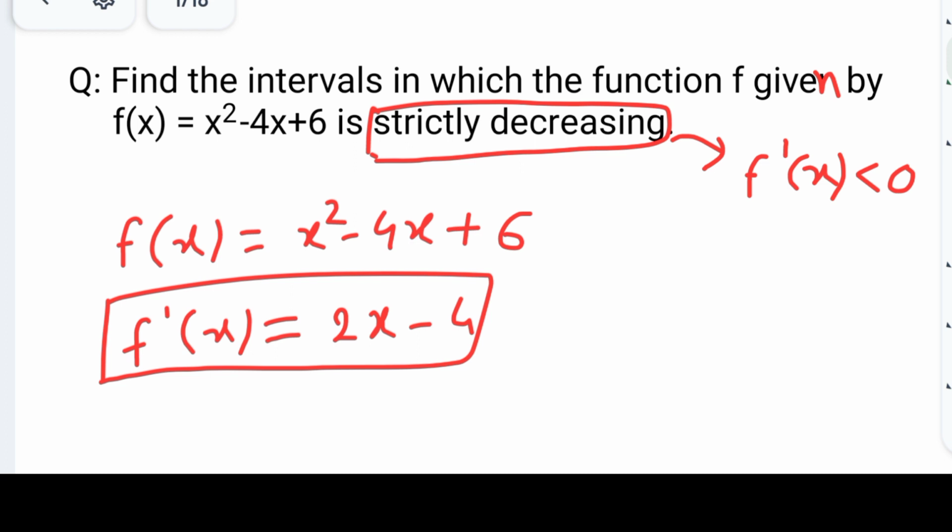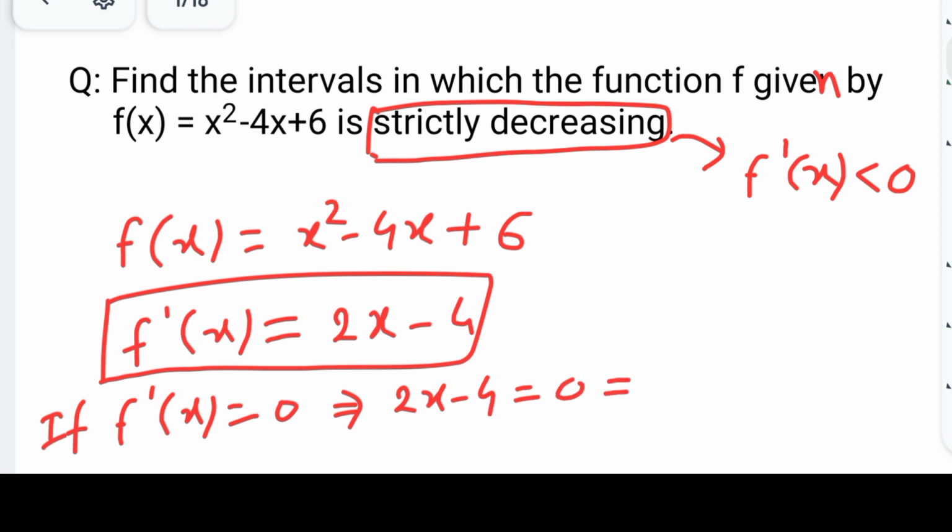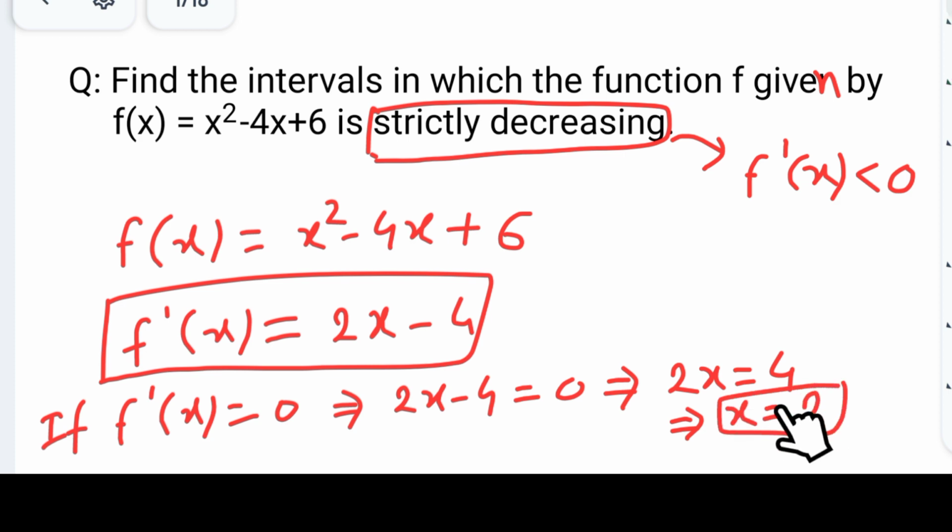So I will find the value of x where f'(x) is 0. If f'(x) is 0, it means 2x − 4 = 0. When I simplify this, the constant goes to the right side, so −4 becomes +4, and x will be equal to 4 upon 2, which is 2. So the x value I got is 2.